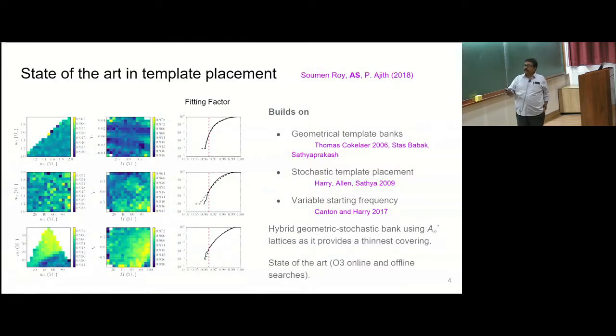It combines both these ideas by realizing that, in an n-dimensional space, the problem of template bank placement is essentially a sphere covering problem, and you can use an A_n star lattice because it provides the thinnest covering. In fact, that bank is now being used in the O3 online and offline searches. This just shows that this current bank is at least as good in covering the parameter space as the O2 bank, which was used earlier.